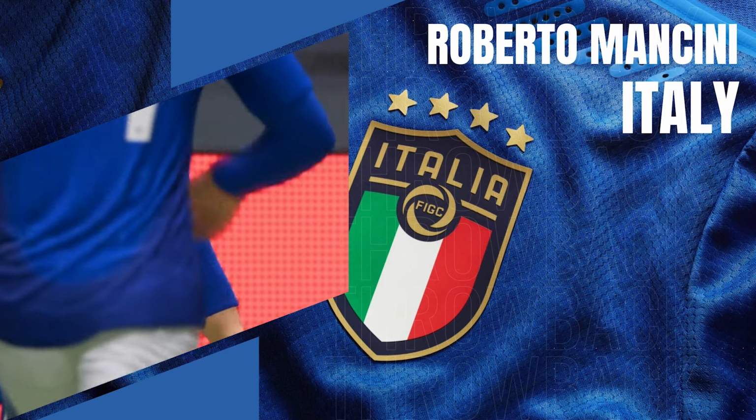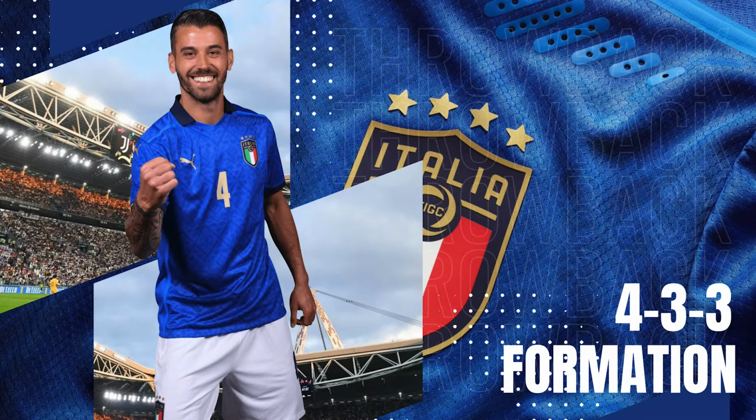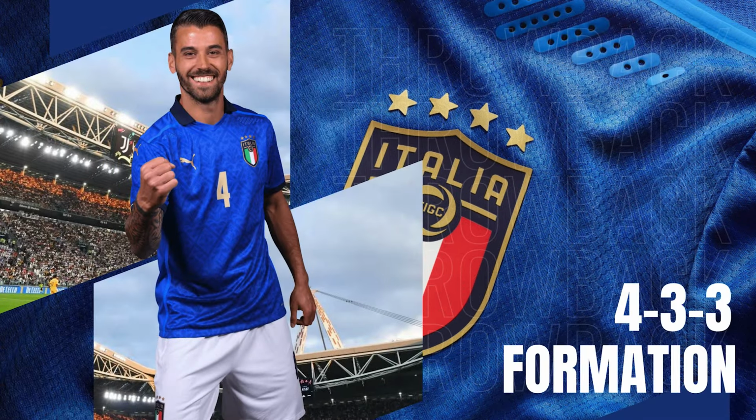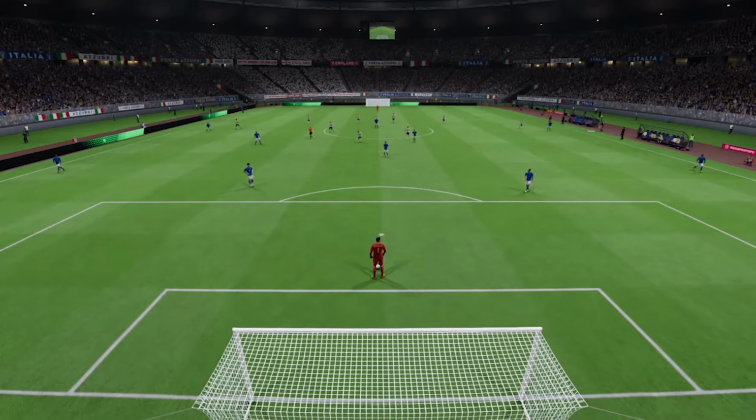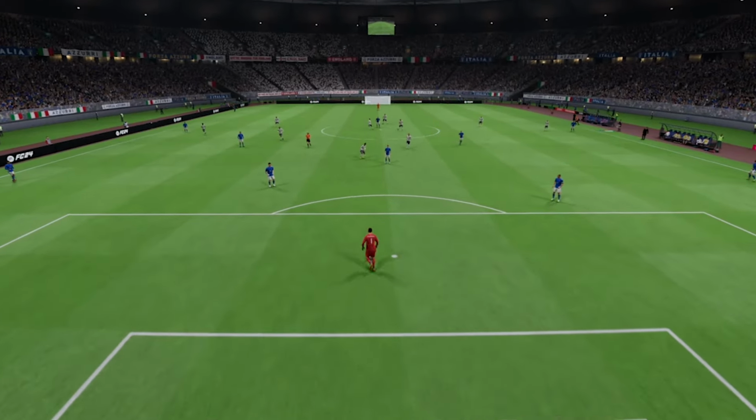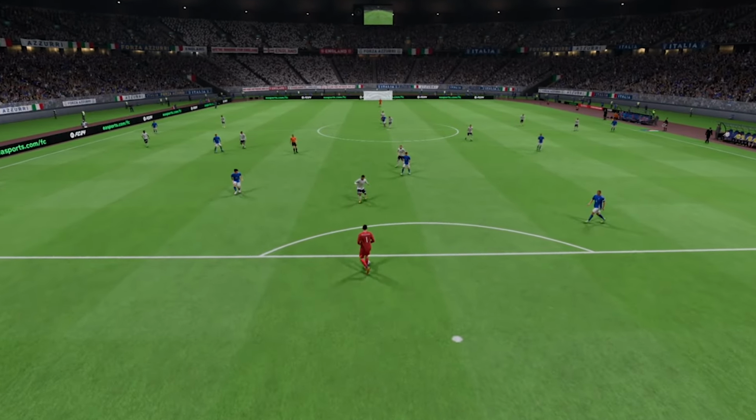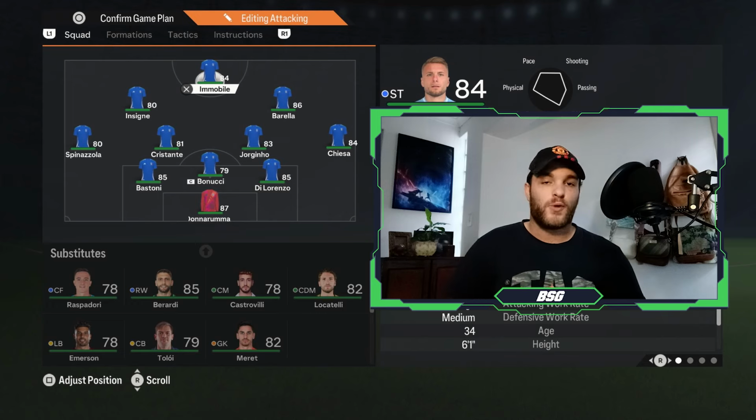astonishing 37-game unbeaten streak. Here is how you can replicate Roberto Mancini's Euro 2020 tactics for the Italian side in FC24. The Italian side would look to start off games with a 4-3-3 system in shape, looking to establish a foothold in the game before morphing their formation into a more suitable 3-4-2-1.